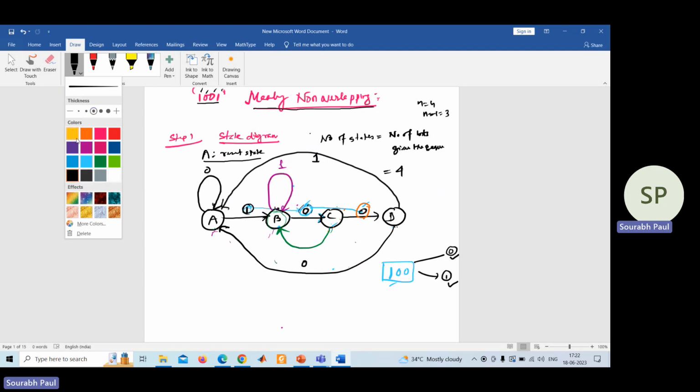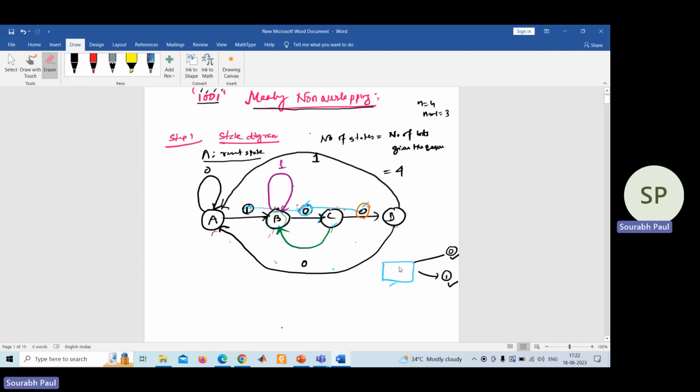Now, in this state diagram, most of the things we have done. One thing still left. We didn't write the output. In this Mealy FSM, we write the input and output by using this slash. Whatever you write on the left side of the slash is considered input, and whatever you write on the right side is considered output, in case of Mealy FSM.